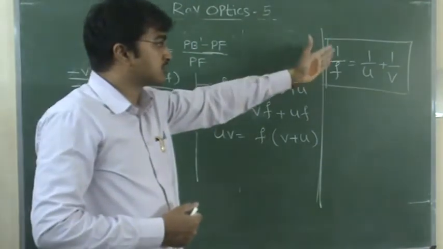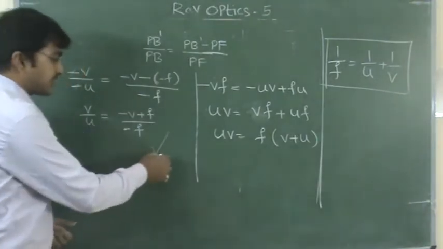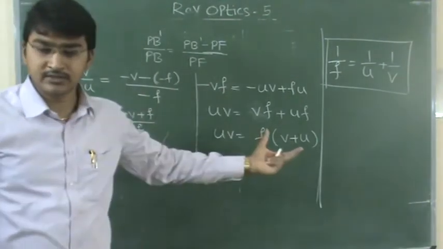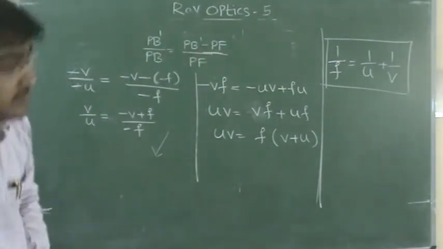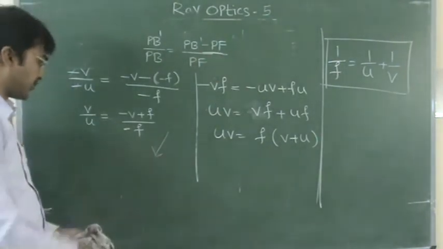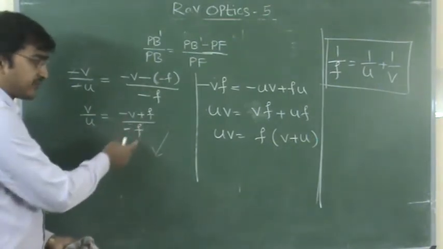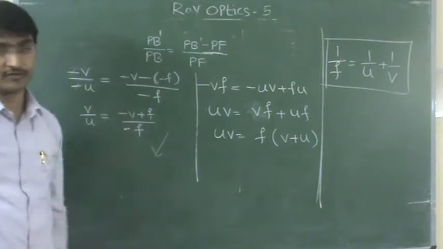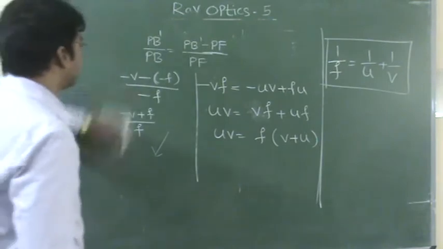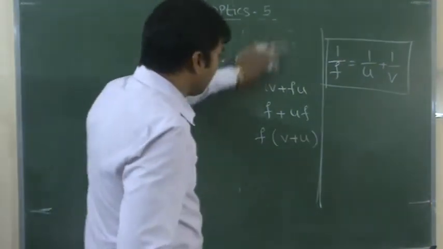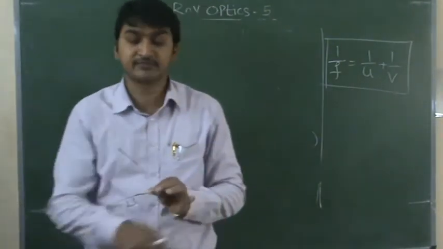1 by f is equal to 1 by u plus 1 by v. And I have given clear notes on this, you can refer to the notes. By solving all this, you will get 1 by f is equal to 1 by u plus 1 by v. You can solve in any manner, by cross multiplying, or otherwise dividing by f on both sides, it's your wish. So this is the mirror equation.